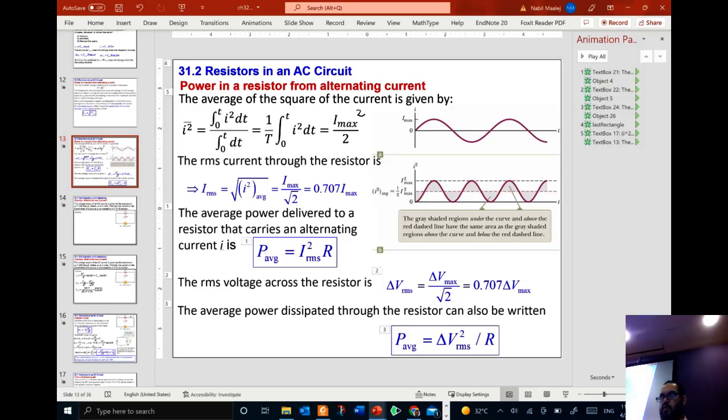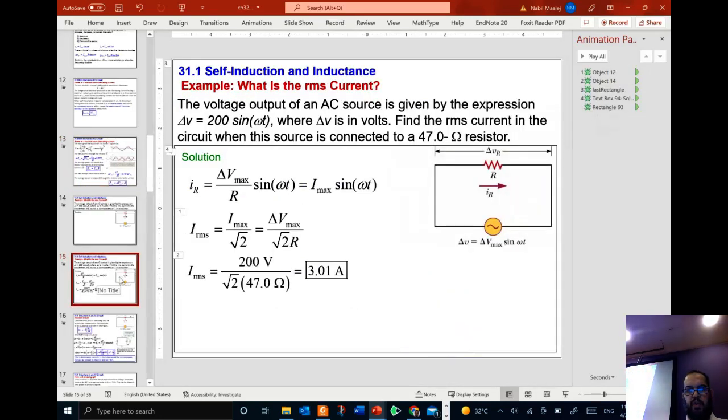And now we can determine the average power. It's just equal to R times I RMS squared, or delta V RMS squared divided by R, or you can multiply I RMS and delta V RMS to get the average power. All right? So far, so good.